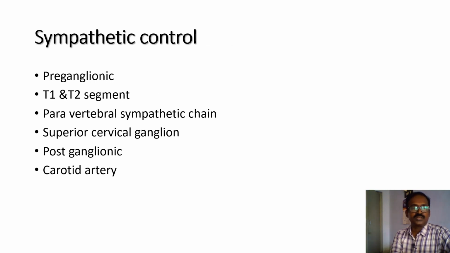Sympathetic stimulation decreases the salivary secretion. The sympathetic supply is from the T1, T2 segment of the spinal cord to reach the superior cervical ganglion through the paravertebral sympathetic chain. The postganglionic fibers travel along the carotid artery fibers to reach the salivary gland. So the stimulation of the sympathetic system decreases the salivary secretion.